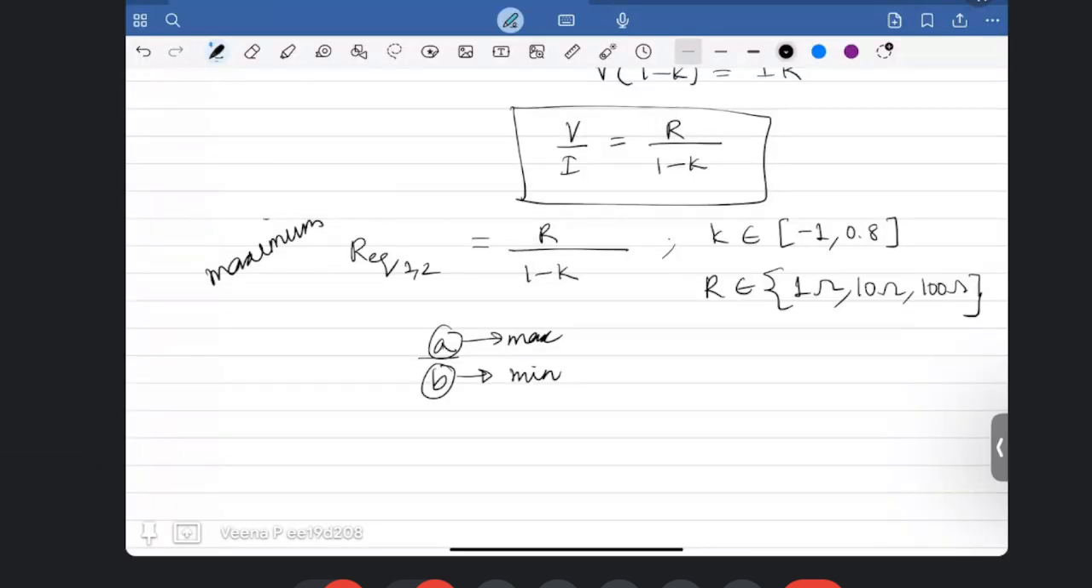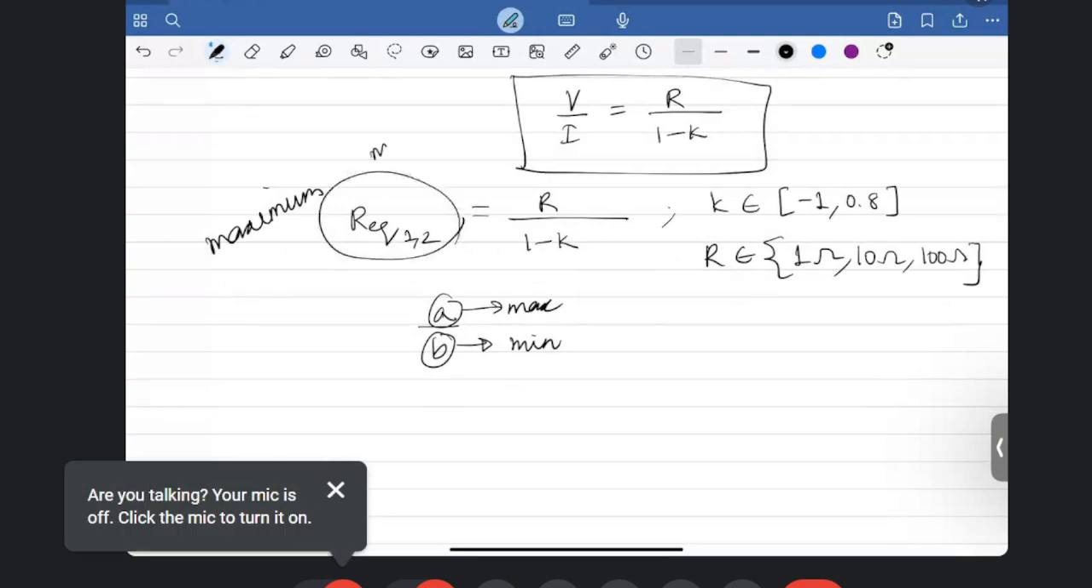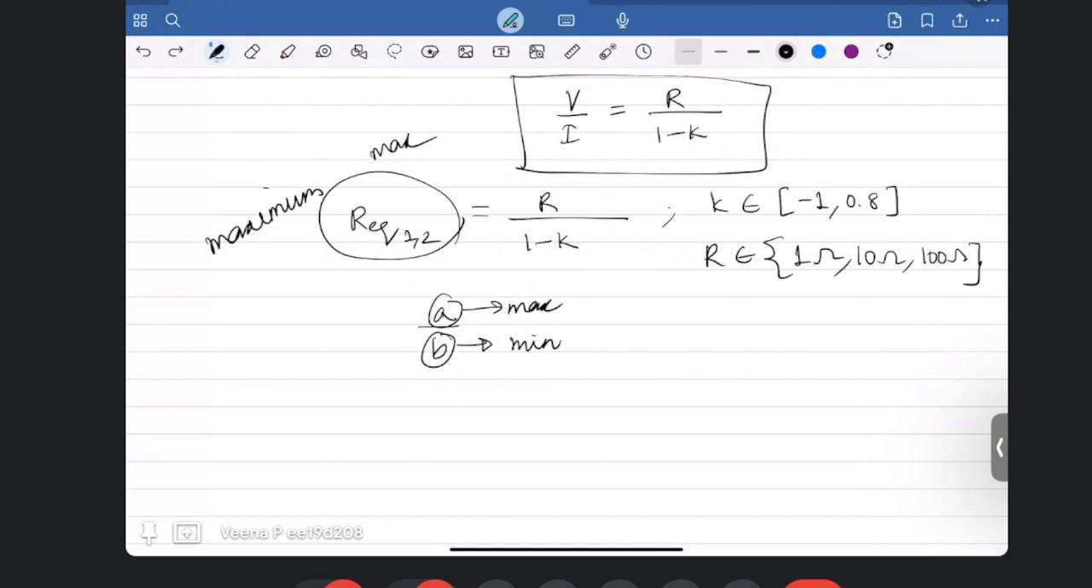So in our case, for R equivalent to be maximum, the numerator should be maximum. Now the maximum value which R can take is 100 ohms. And the denominator should be minimum. That means 1 minus K should be minimum. Now 1 minus some quantity should be minimum means the value of that quantity should be maximum. That means you have K varying from -1 to 0.8.